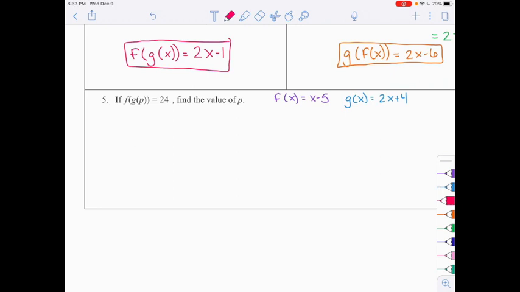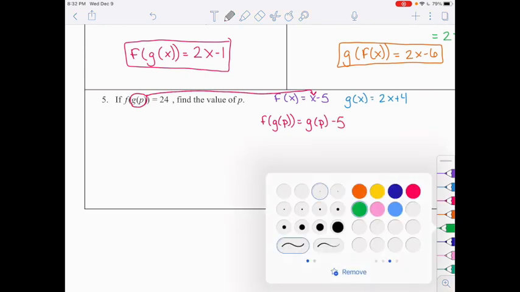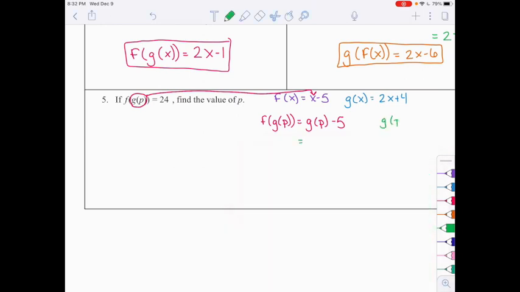So here, they want me to kind of set up an equation because it's telling me that it equals 24. So g of p is going to go into f of x. So f of g of p is equal to g of p minus 5. I can't simplify that until I know what g of p is. g of p means put p into the g equation. So it's going to be 2p plus 4. So this is 2p plus 4 minus 5, and it wanted this equal to 24.